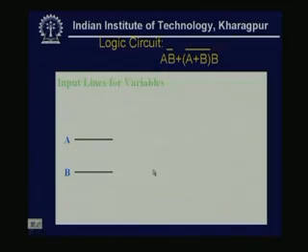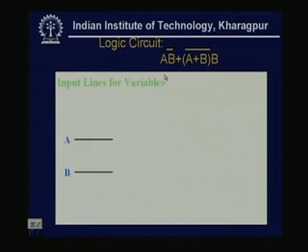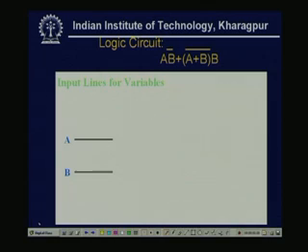Now, we see a slightly bigger example. One expression is given: A B complement plus (A plus B) complement dot B. Actually here we can tell that AND is there, this is dot, this is also dot. Okay.